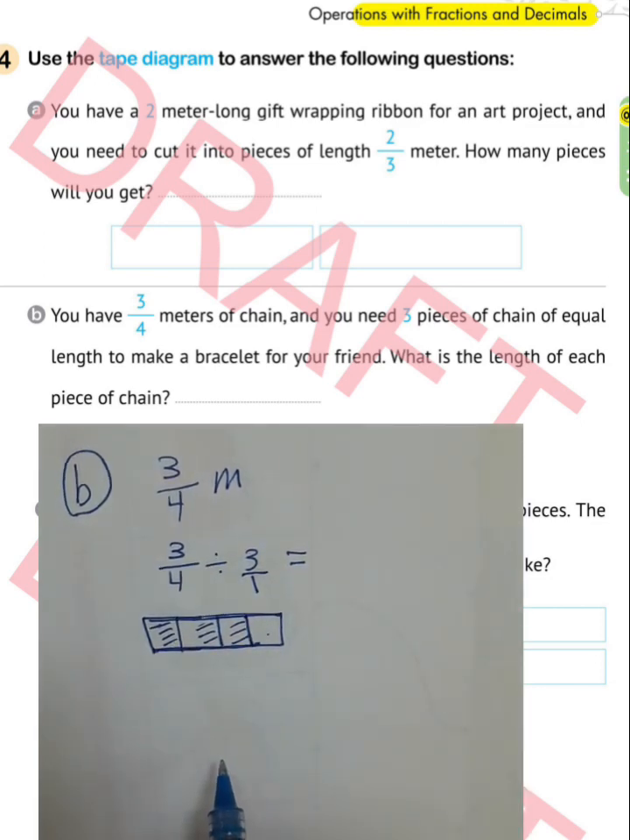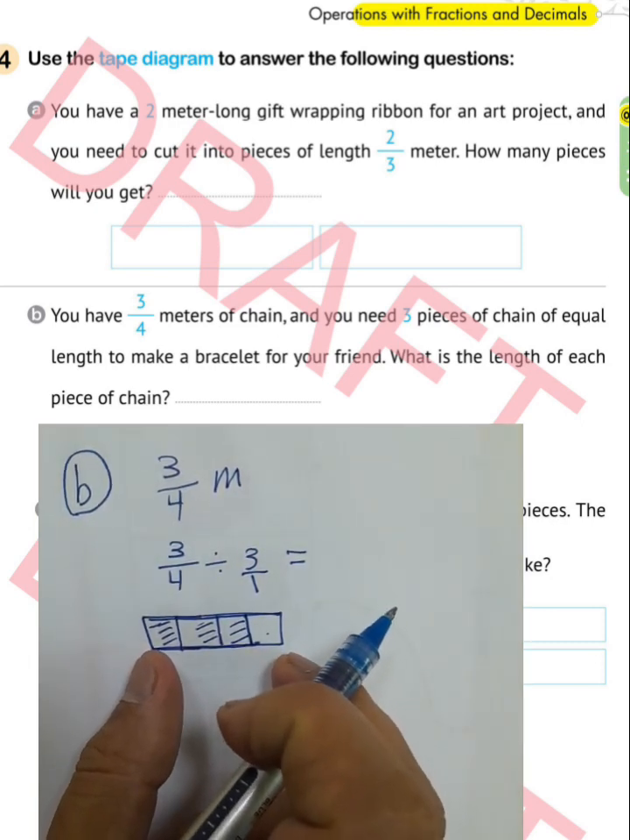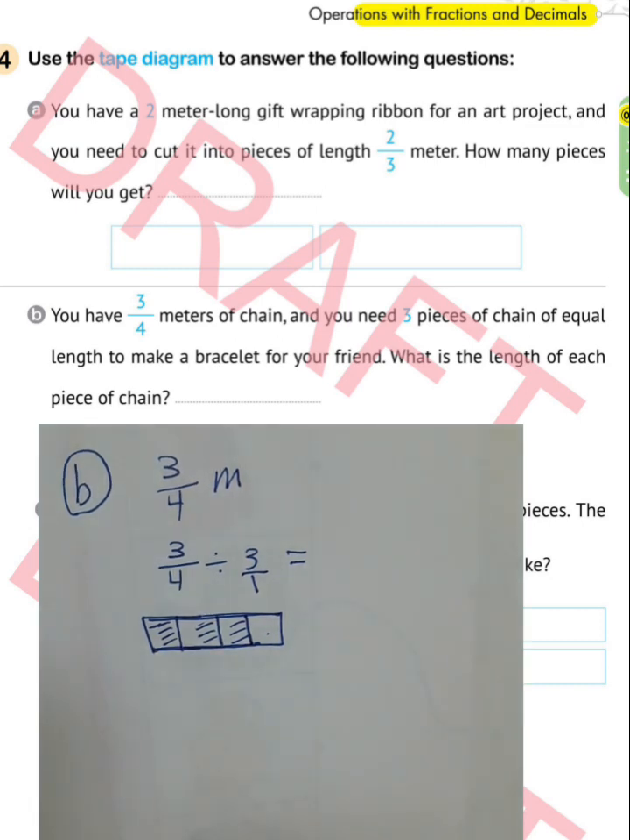Then you will draw what? You will draw 3 models of this. Okay. Or you can write the total. We can draw the total, draw the model and color them.